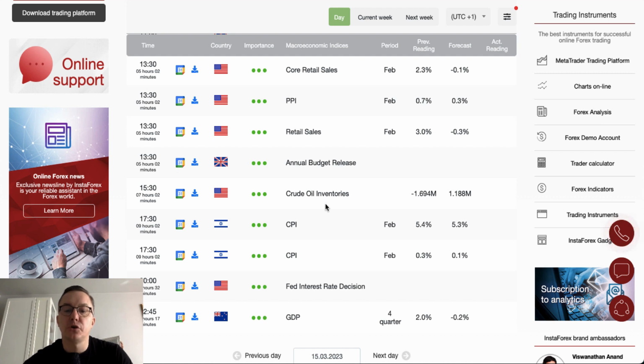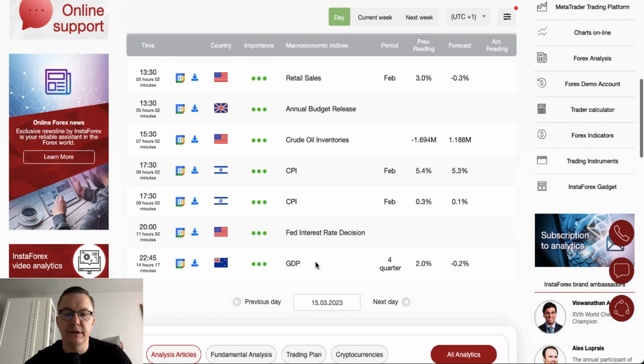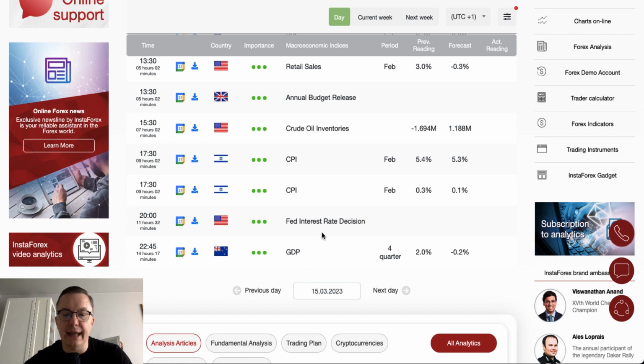Then we have crude oil inventories for all of you crude oil traders, at 3:30. CPI data from Israel, not that much relevant. And of course, then the Fed interest rate decision, 8 o'clock. And GDP data from New Zealand. The GDP in New Zealand for the fourth quarter is expected to drop from 2% to minus 0.2%, which is very interesting.